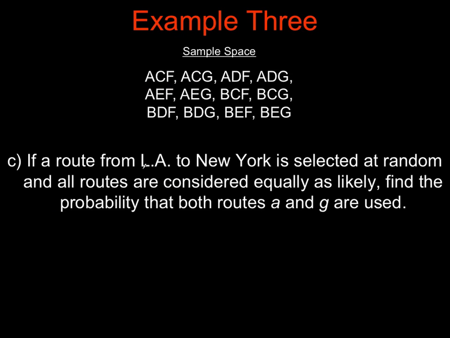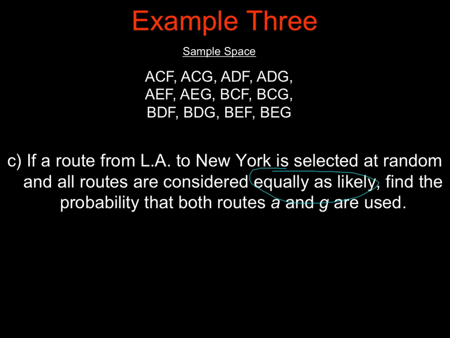So if a route from LA to New York is selected at random and all routes are considered equally as likely, find the probability that both routes A and G are used. So this is an important concept here of equally likely events. Because if any one of these flights is more likely than the other to be chosen, then this probability doesn't make any sense. Okay, so we have to think that each outcome is equally as likely.